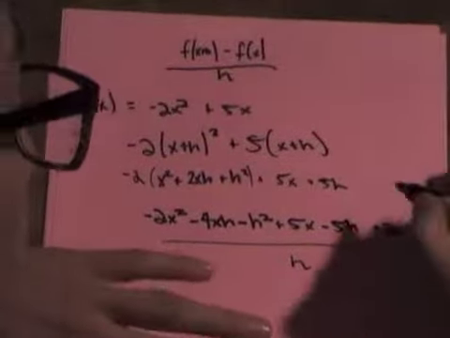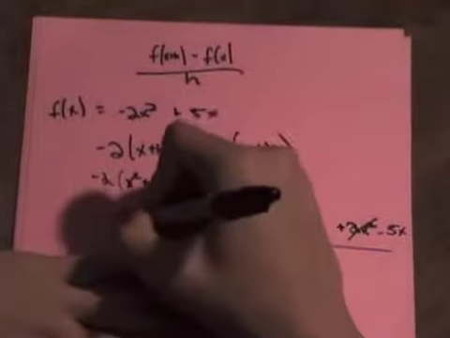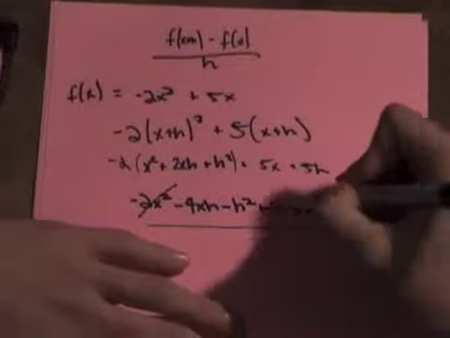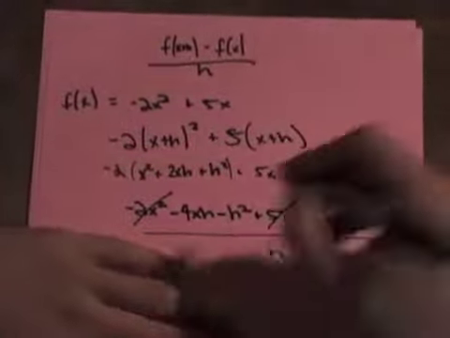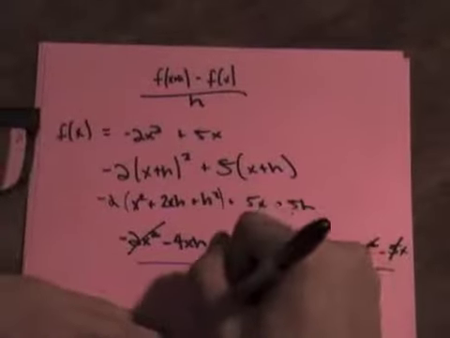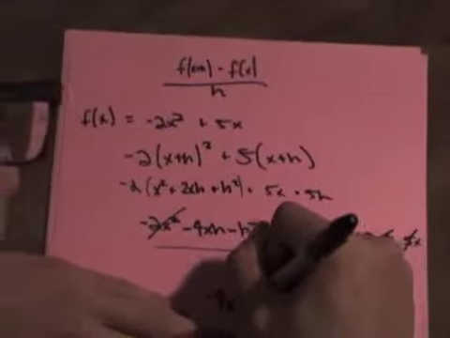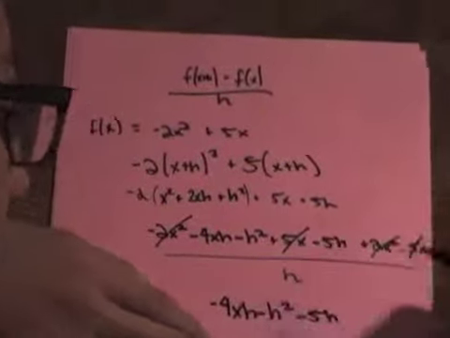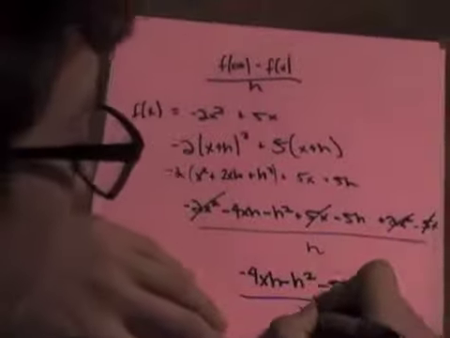Now we're going to check our like terms. We have a positive 2x squared and a negative 2x squared. We have a minus 5x and a positive 5x. So those cancel out. We're left with negative 4xh minus h squared plus 5h. Now we have no like terms here. This all comes over h.